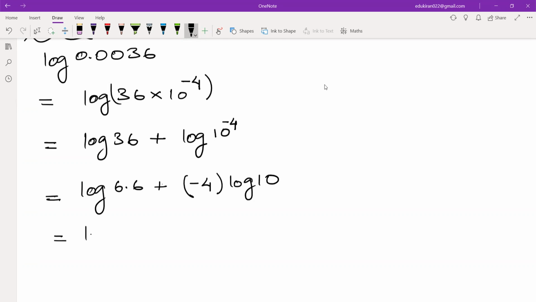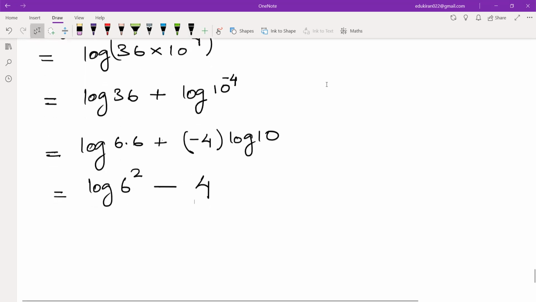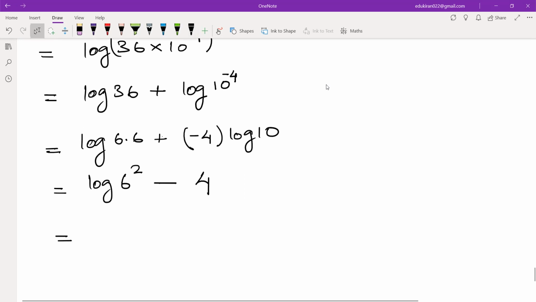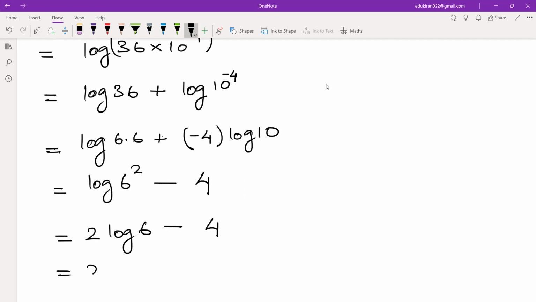And this will be equal to log of 6 square, which is 2 into log of 6, and this will become minus 4, since log of 10 is equal to 1. Now you tell me what is log of 6 square? It is 2 into log of 6, minus 4. What is log of 6?